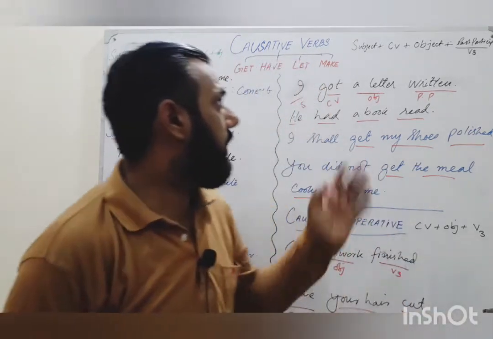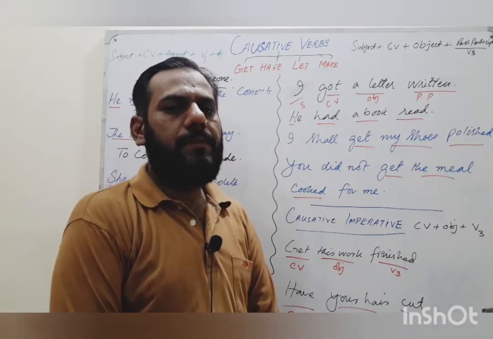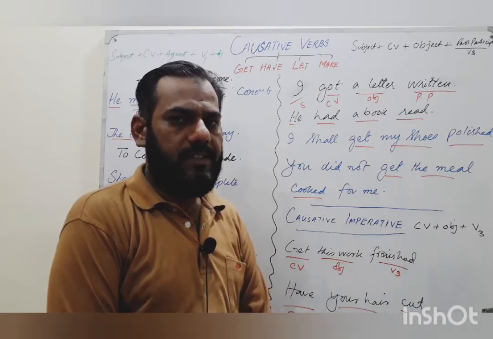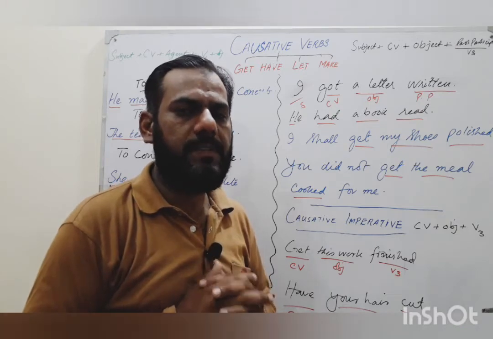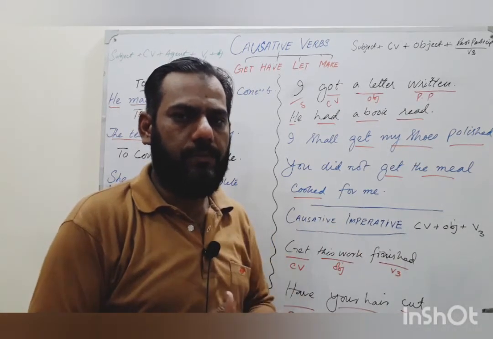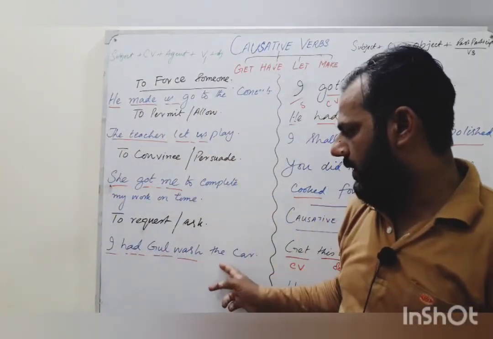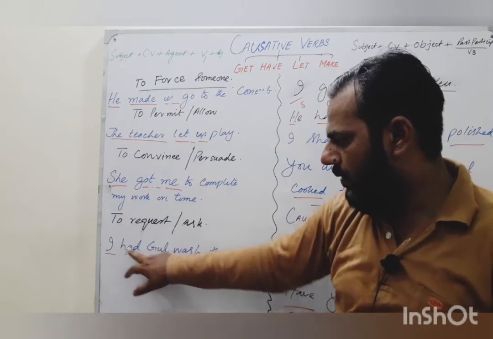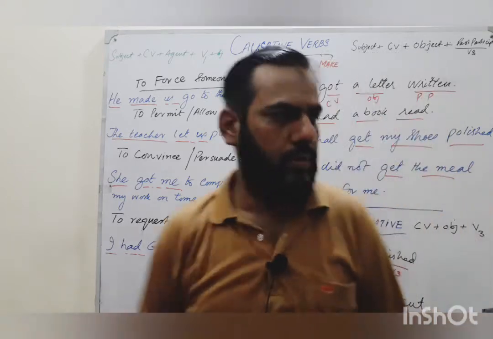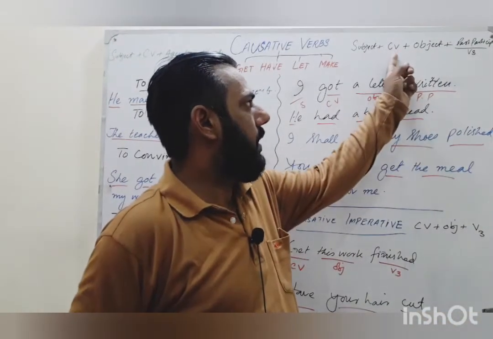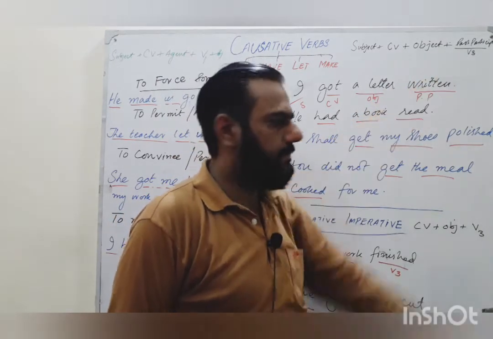The second kind of causative verb usage is when you have a subject, but you do not have another subject to get the work done. That is, without an agent. When you do not have an agent with you, it means you do not have another subject to perform the duty. So you can take the same example: I had Gul wash the car. Gul is there, but if I do not have Gul, a second person, with me, what will I do? Look at this: subject, causative verb and object, and then the third form, the past participle, is used.